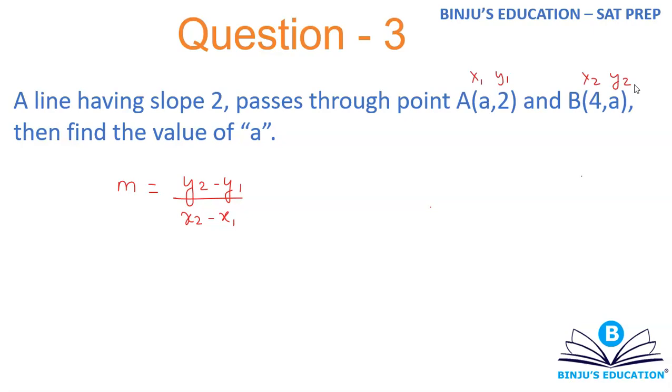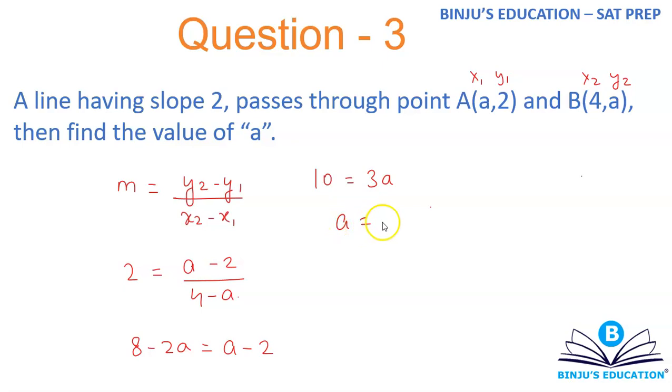Okay, so I can say that my slope, which is equal to 2, is equal to a minus 2 divided by 4 minus a. So you're going to have 8 minus 2a equal to a minus 2, and you can say that 10 will be equal to 3a, and a will simply become 10 by 3. Simply plugging it into the equation and solving for a. That's it. Nothing else is required.